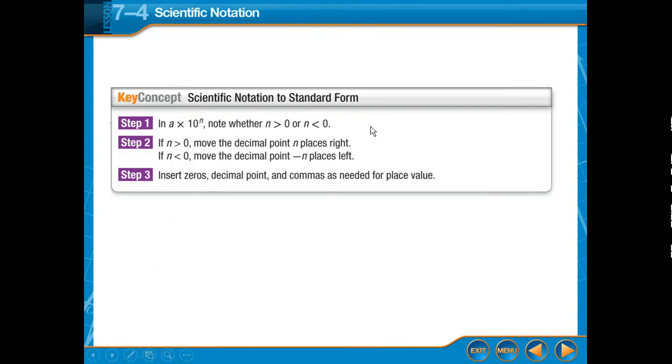Okay, if we have something in scientific notation and we want to go back to standard form, step 1, in A times 10 to the n, look to see if n is greater than 0 or less than 0. If n is greater than 0, you're going to move the decimal point n places to the right. If n is less than 0, you're going to move negative n places to the left. Okay? And then step 3, insert zeros, decimal point, and commas as needed for place value.